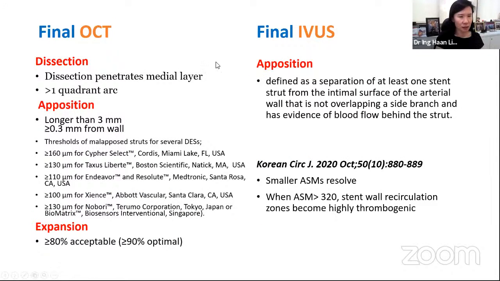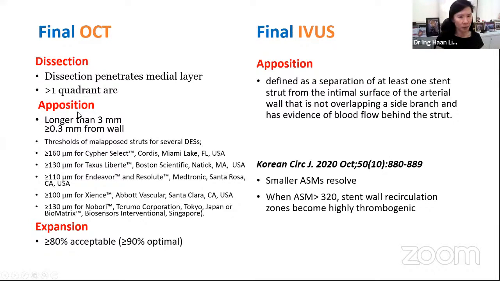There are some minor differences in terms of the utility of OCT and IVUS in post-stent assessment, in that the resolution for OCT is much higher, and therefore we can see dissection very clearly, and definitely an extra stent needs to be placed if dissection penetrates the medial layer and subtends more than one quadrant arc.